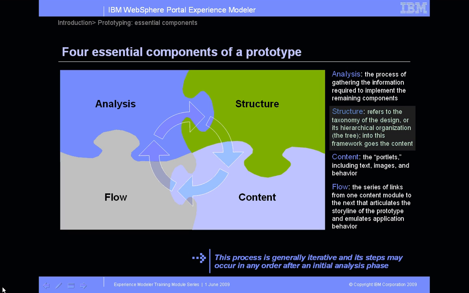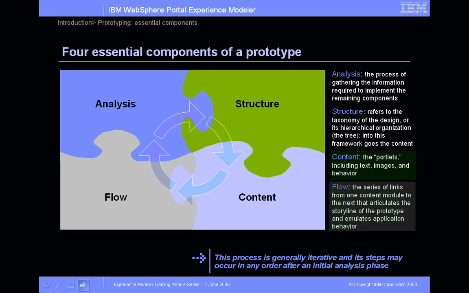Structure here refers to the taxonomy, or sitemap, if you will, the hierarchical organization, the tree, which is the framework into which you'll put all of your contents. The contents are then little modules. They're the portlets. They would include text, images, HTML, and whatever JavaScripted behavior that you might have. And the flow is the series of links that goes from one content module to the next that articulates the storyline or application behavior that you want to show.